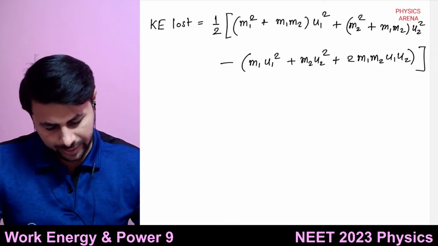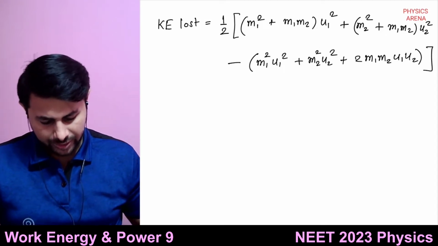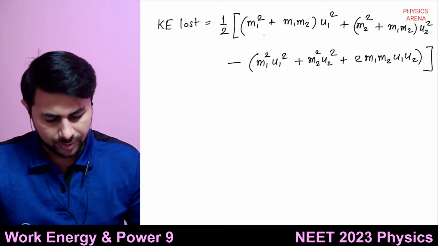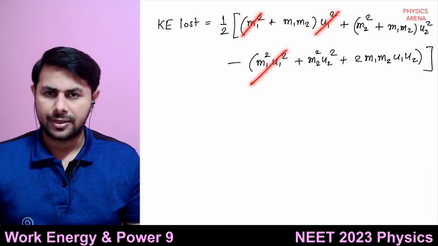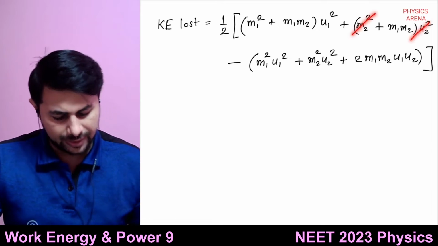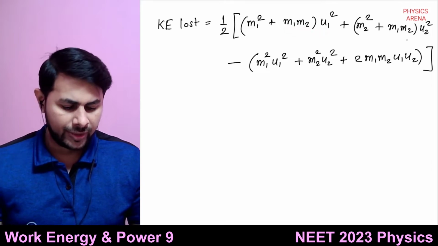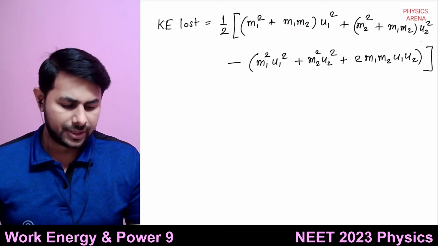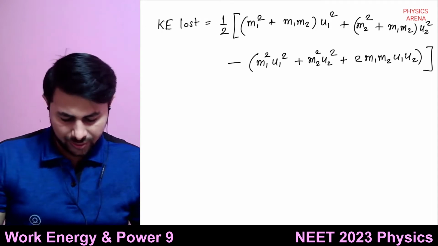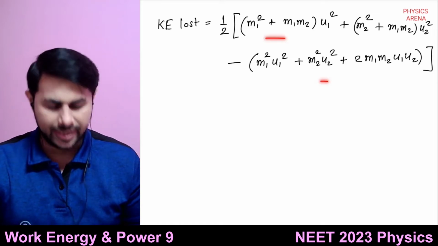Okay, so we have m1 square u1 square, m2 square u2 square, plus 2 times m1 m2 u1 u2. So this thing and this thing get cancelled out. Then this thing and this thing get cancelled out. So we have m1 m2 u1 square plus m1 m2 u2 square minus 2 times m1 m2 multiplied by u1 u2. Okay, so if we multiply and expand, we get these terms.